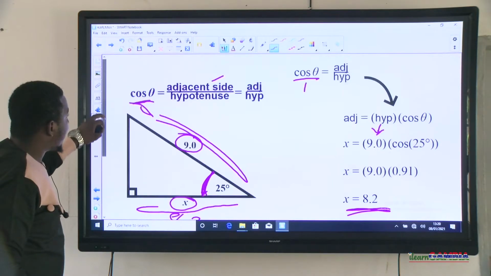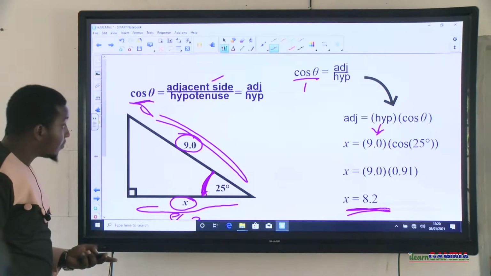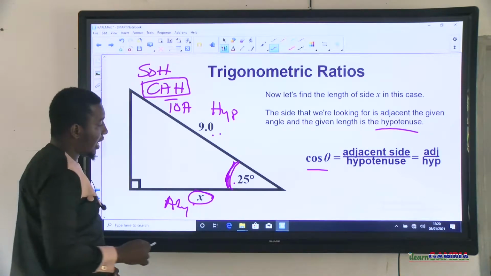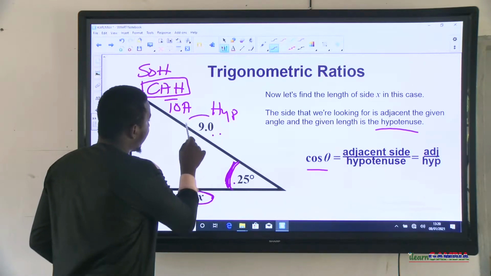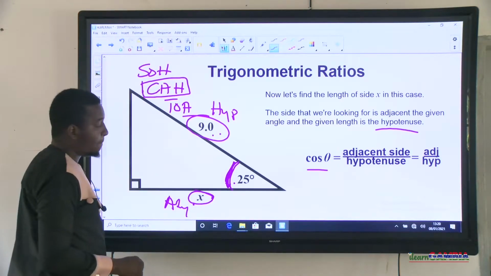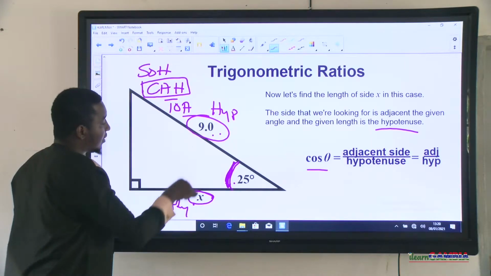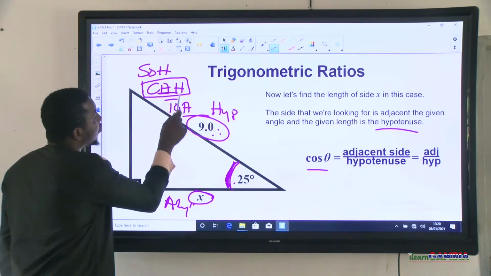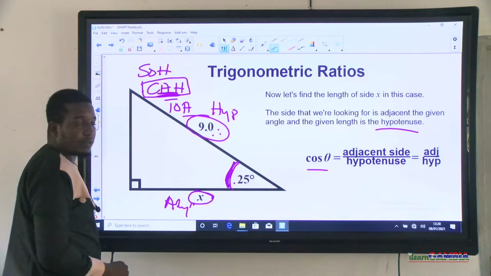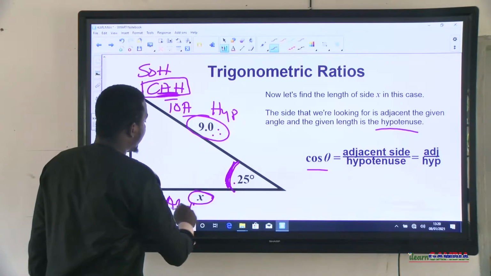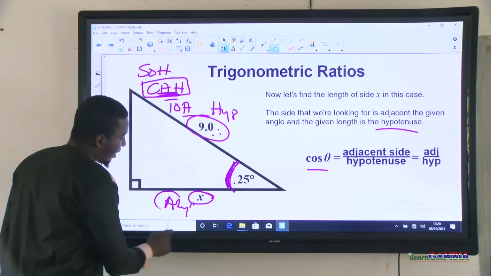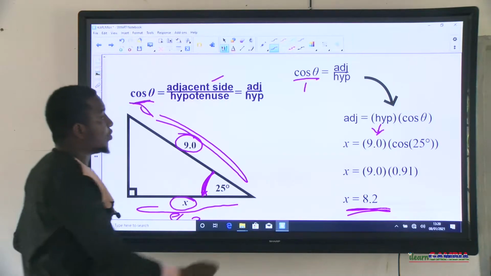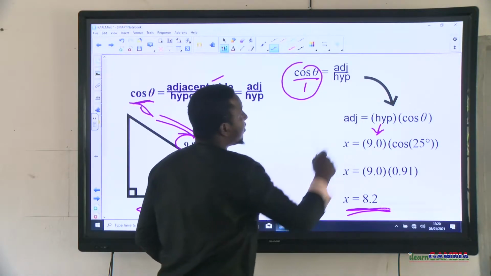Again, we are asked to find the unknown side, which is x, and we are given a reference angle and also the other side, which is the hypotenuse. Looking at the information provided, we have the adjacent and the hypotenuse, and it is cos that gives us the adjacent and the hypotenuse. So cos of angle theta is equal to the adjacent divided by the hypotenuse, which is what we use in this formula.